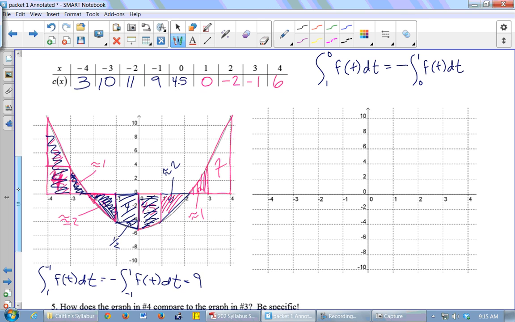All right, so let's plot these points. Negative 4, 3. Negative 3, 10. Negative 2, 11. 4.5.